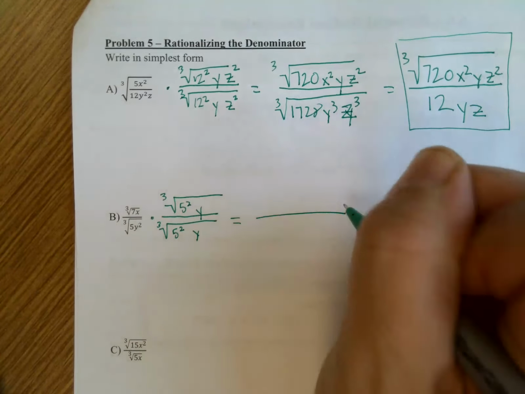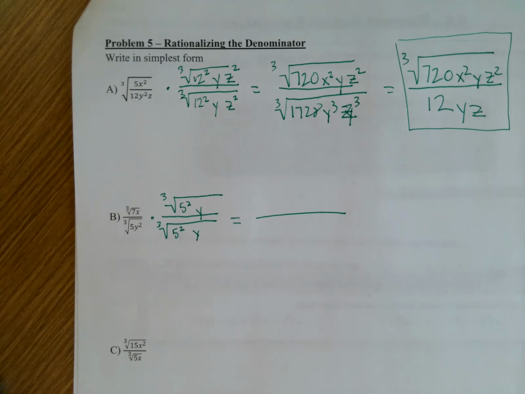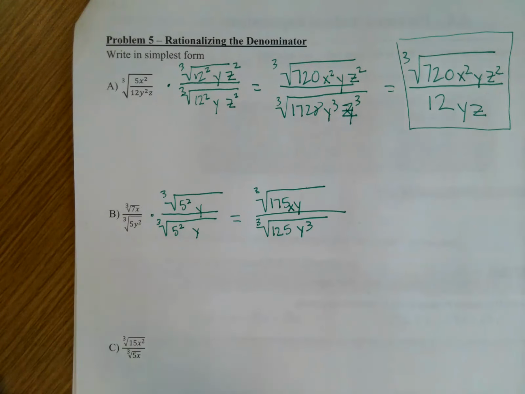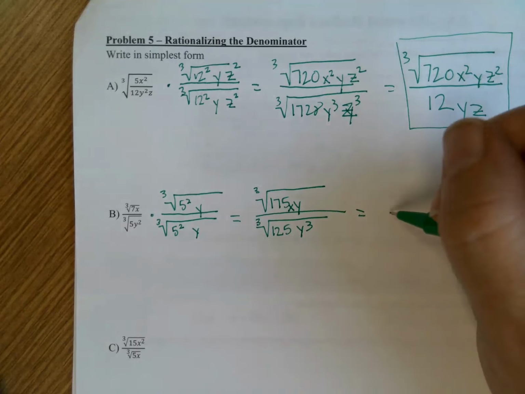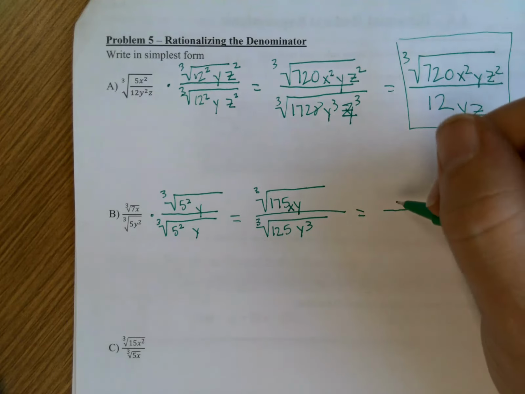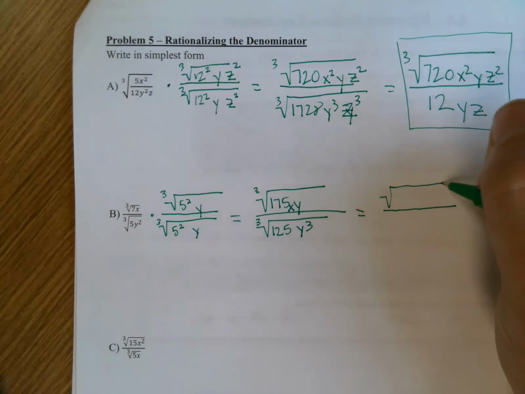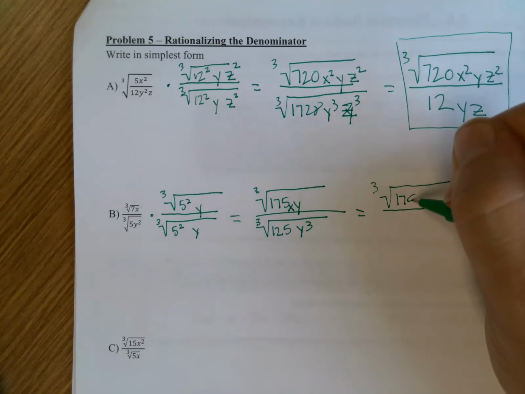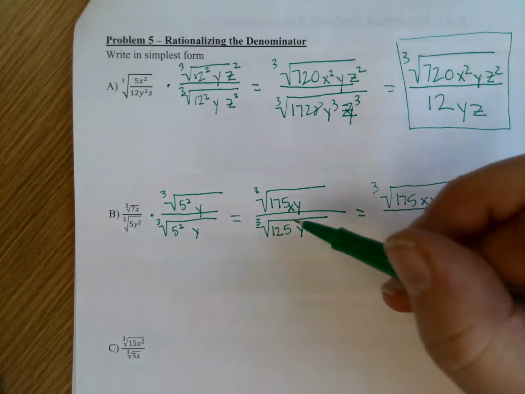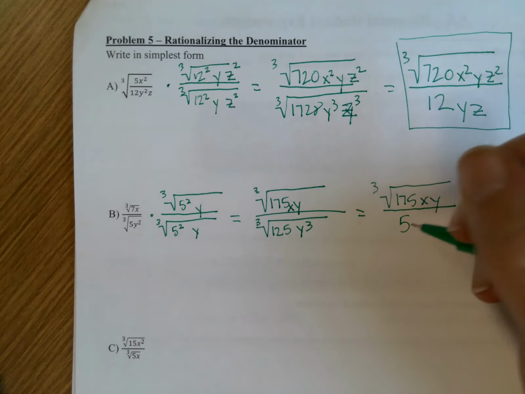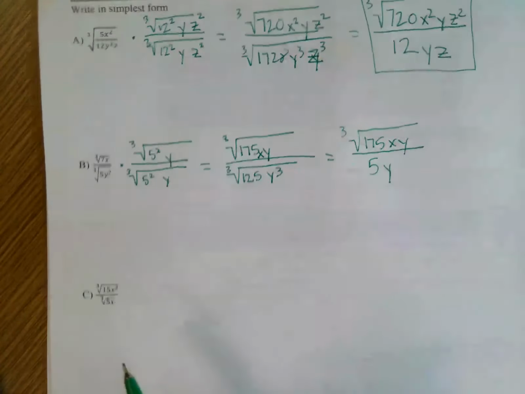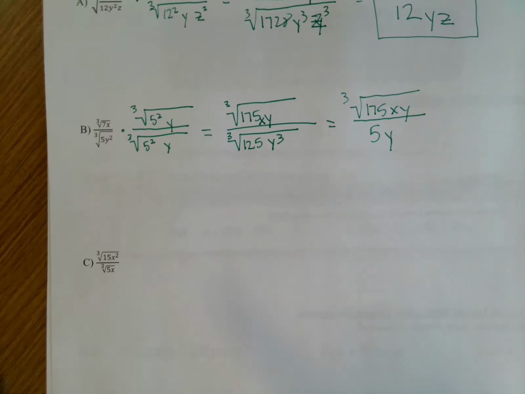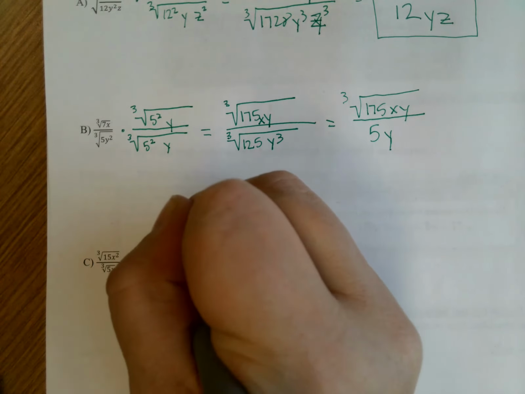So right now I want you to multiply that across. Pause the video, multiply that across, and see if you get the same thing as I do. You should get the cubic root of 175 xy over the cubic root of 125 y cubed. So this stays as is. 175 xy. The cubic root of 125 is 5. The cubic root of y cubed is y. That's my final answer.